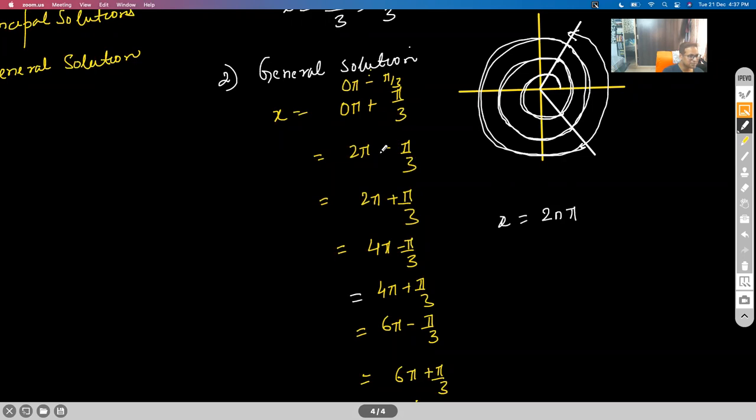And now remember, for any even multiple of pi, you have both a minus and a plus. So you can say plus minus pi by 3, n being some integer, n belonging to integers. Please note this down. Your general solution for this equation, cos x equal to half, will be 2n pi plus minus pi by 3.